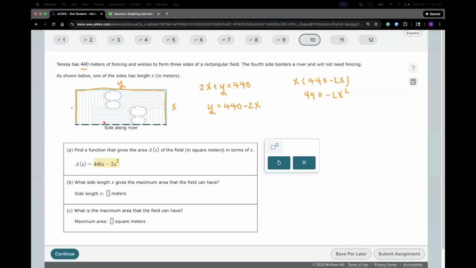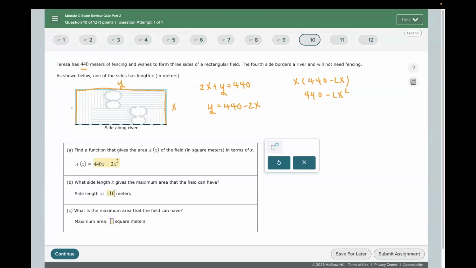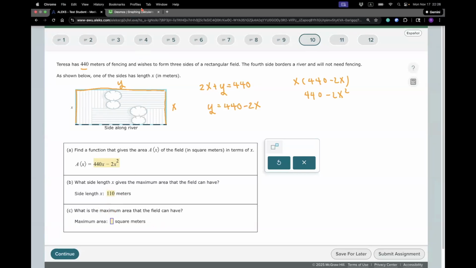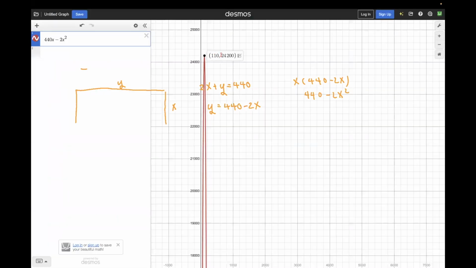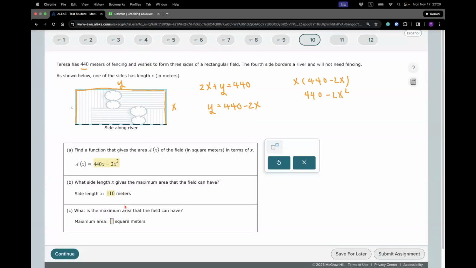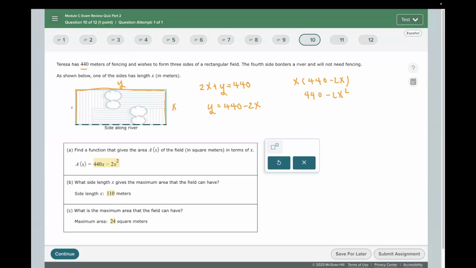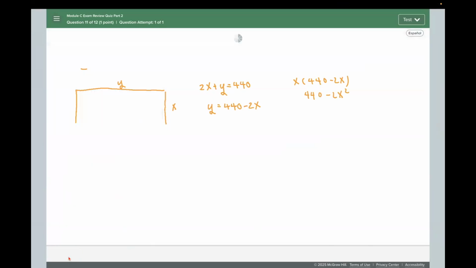Very good. And it's saying, well, what is the maximum area the field can have? Well, this is the maximum value for the area function, so it's 24,200. All right, very good. Let's keep going.